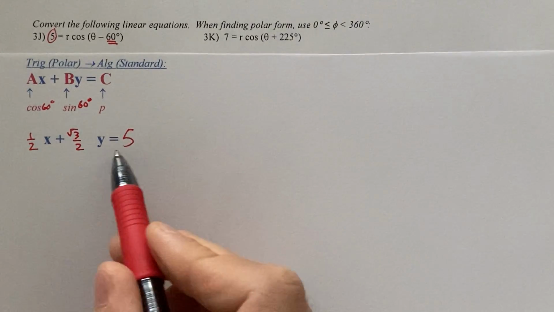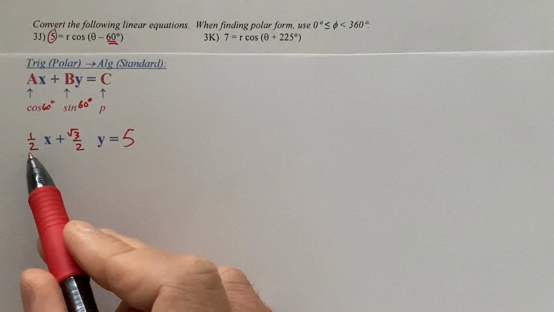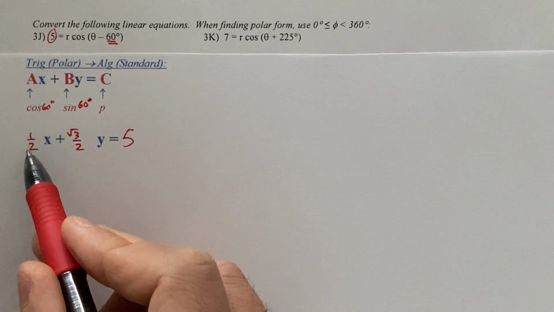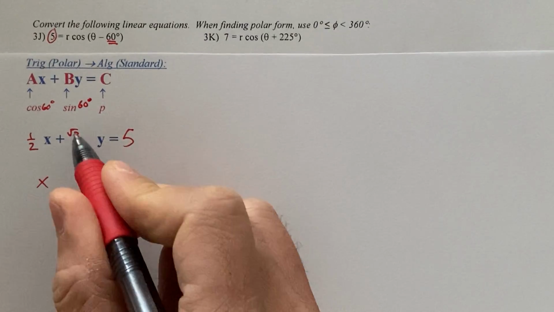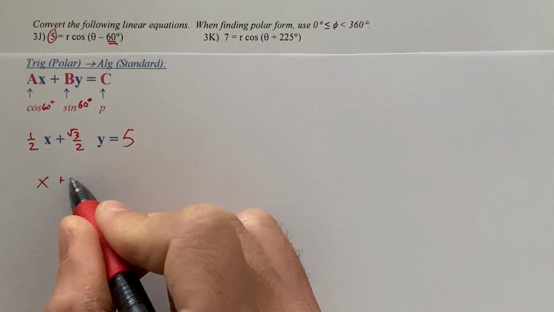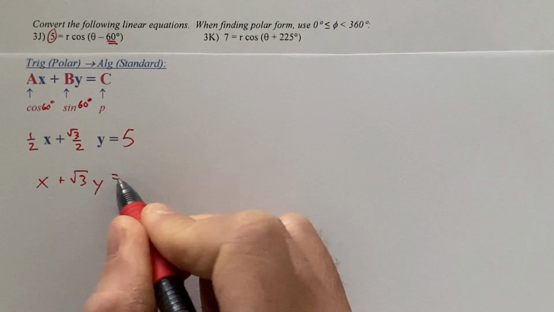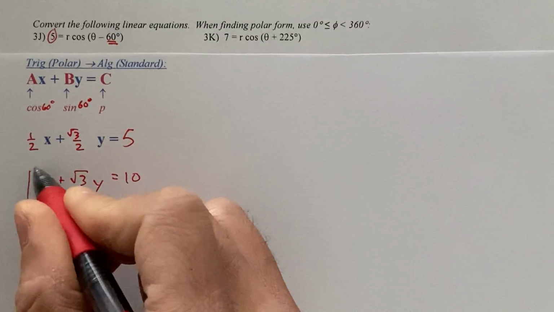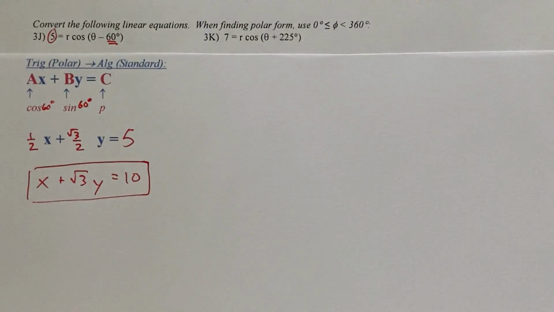Now, I do want to clean this up because I don't like fractions. I'm going to multiply everything by 2. So 1/2 times 2 gives me x. Radical 3/2 times 2 gives me radical 3y. Multiply this by 2, and I'll leave my answer like this just to make it a little bit cleaner.